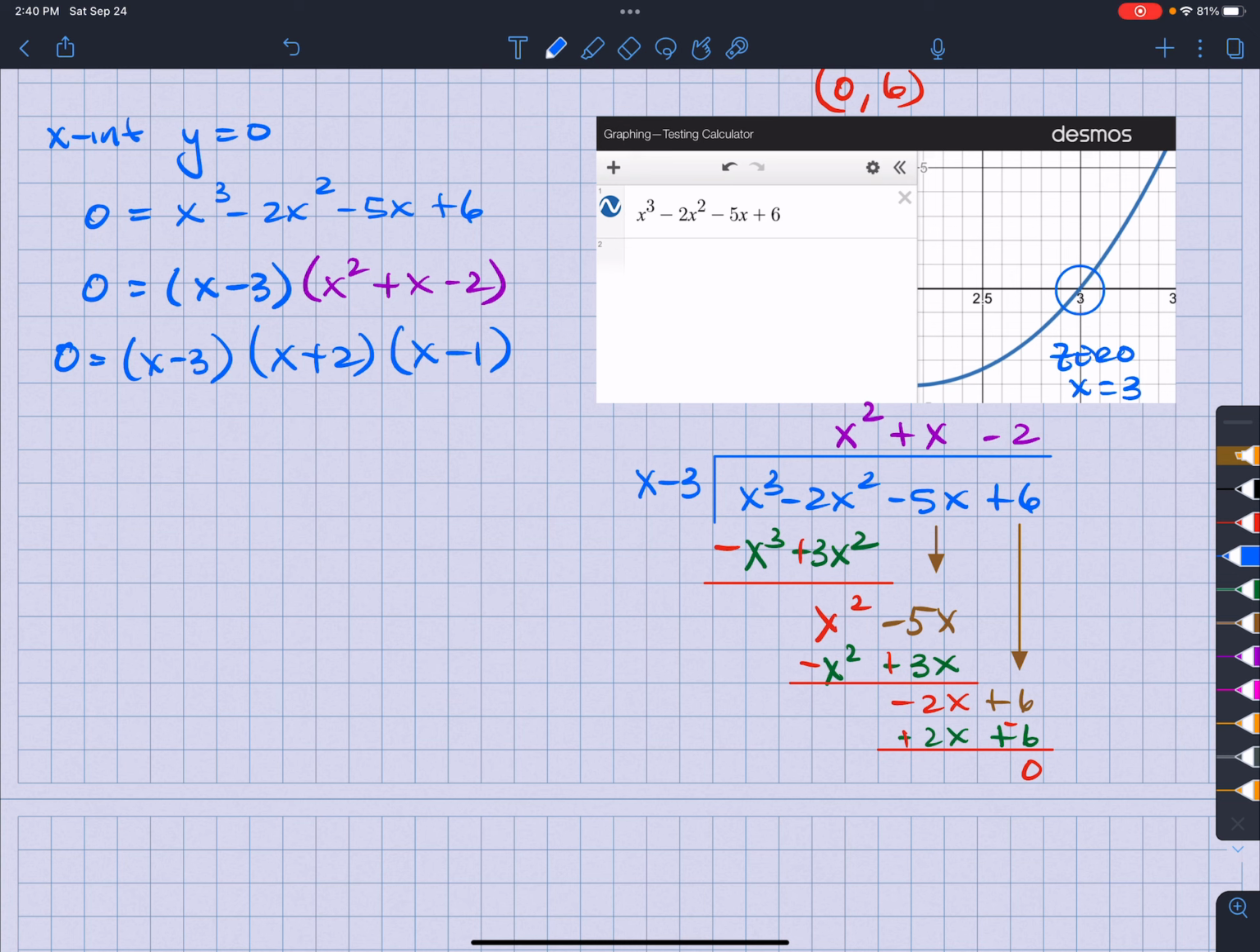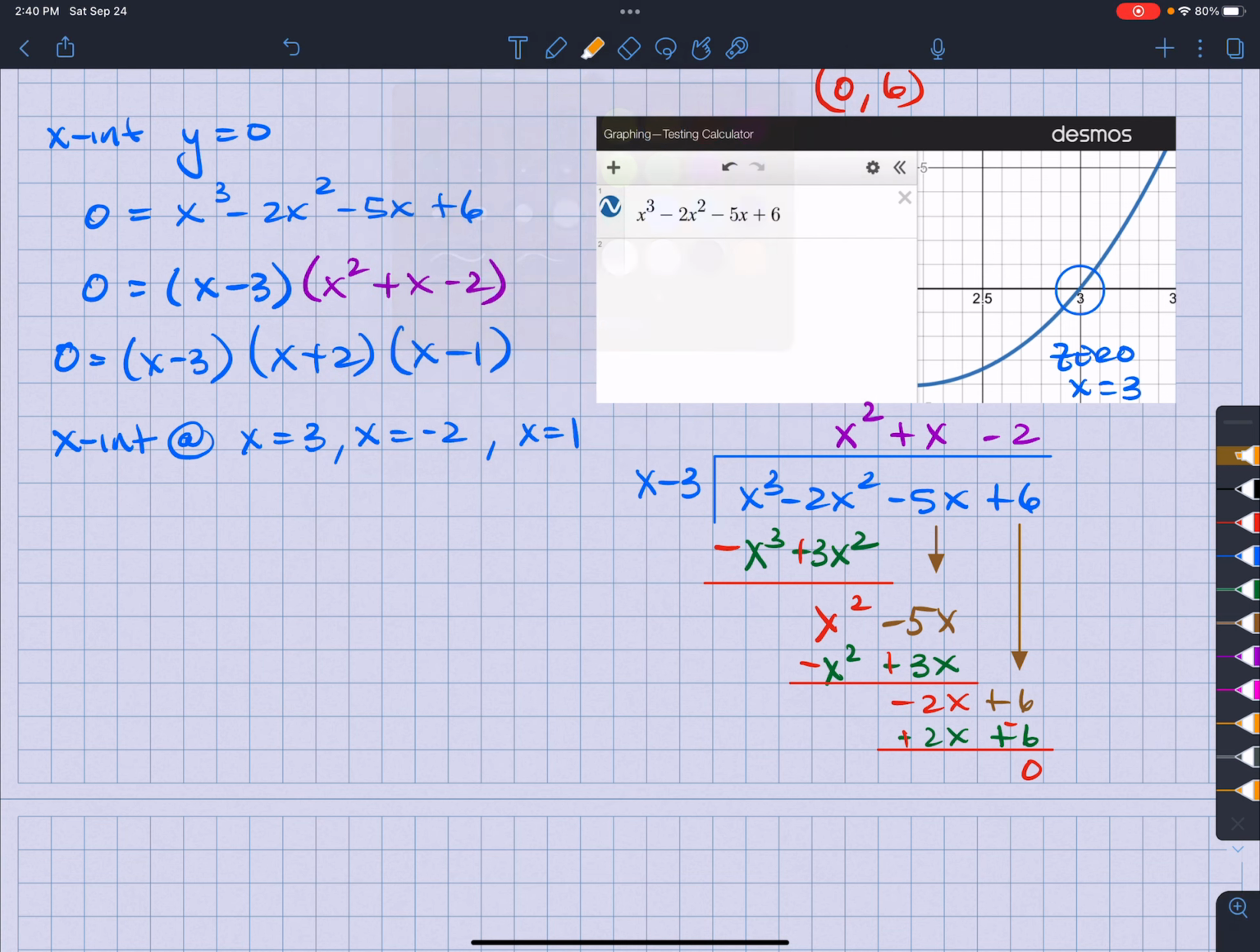Okay? So, as I look at this, a couple of things, right? Number one, I know I have x-intercepts at x equals 3, x equals negative 2, and x equals 1. And these are all of odd multiplicity, right? So odd multiplicity means that it's going to go through the x-axis. It's not going to touch it. It's going to go through it.